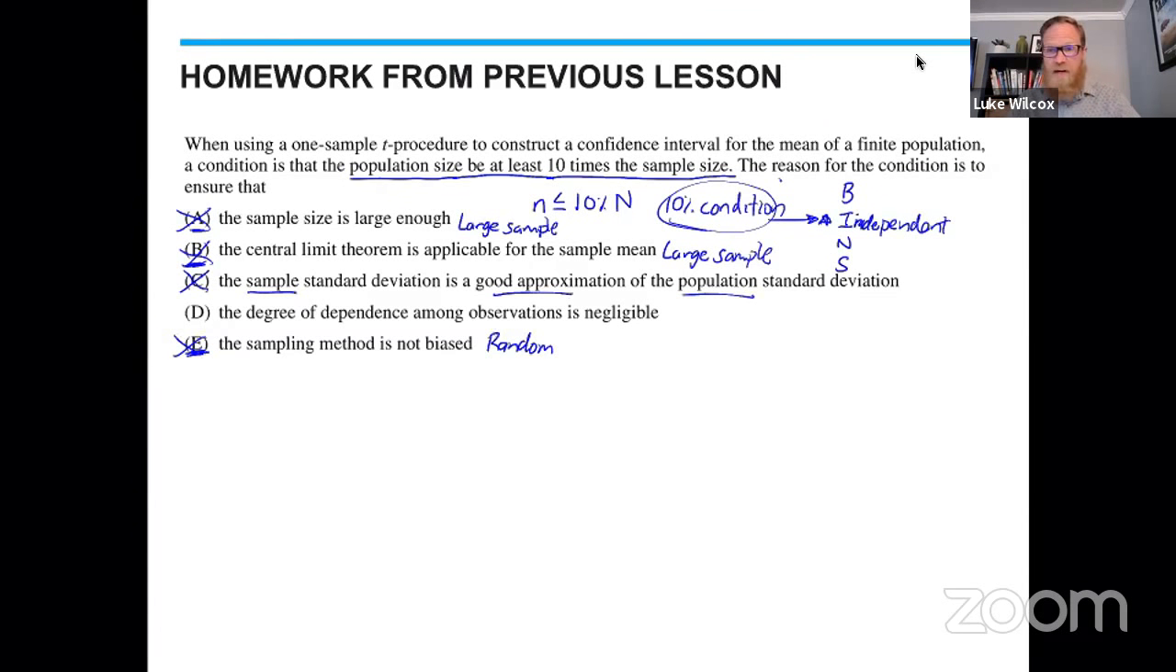So this one's incorrect, and I'm hoping that answer choice D says what we need it to do too. The degree of dependence among observations is negligible. Well, that's exactly what we were talking about here way back in the binomial conditions. And so answer choice D is the reason why we check the 10% condition. So hopefully you did okay on that practice problem. And I think we are ready to jump into today's big topic.